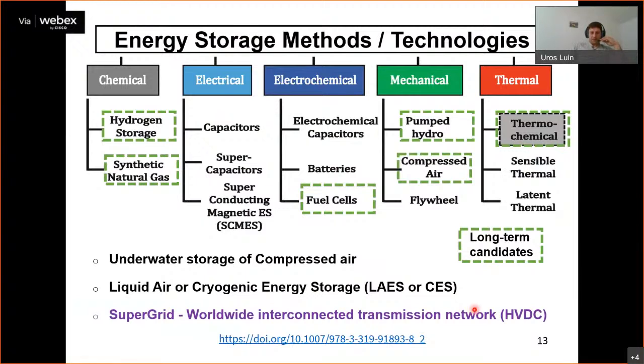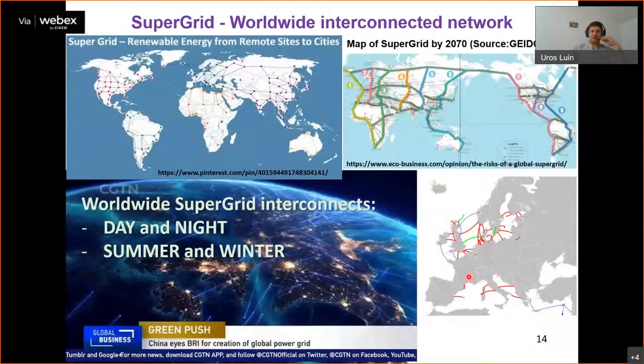So there is also one alternative to the energy storage, and this is supergrid. What supergrid means is basically a worldwide interconnected network, a grid like we have in Europe. By the way, our European grid is a very good one. It's very interconnected, and we, as countries, collaborate very much. So we help each other to a certain extent.